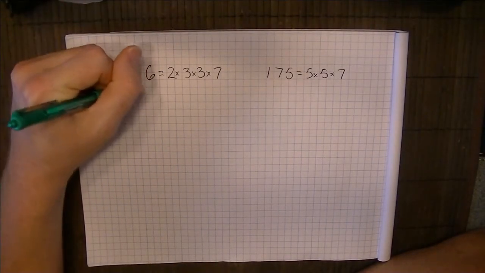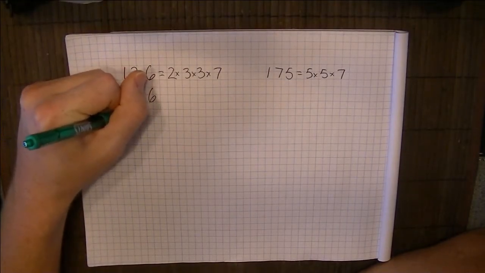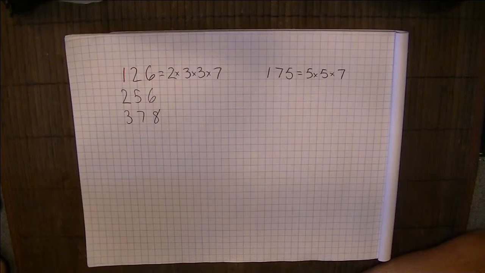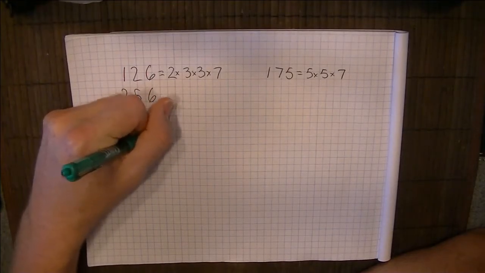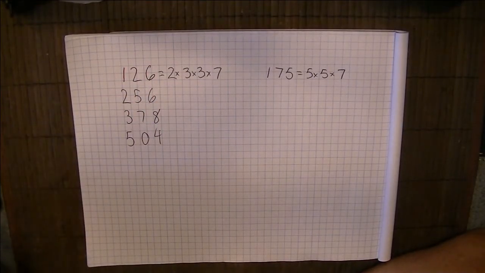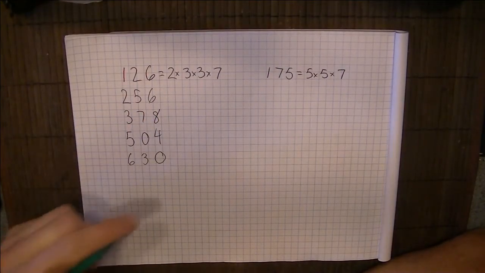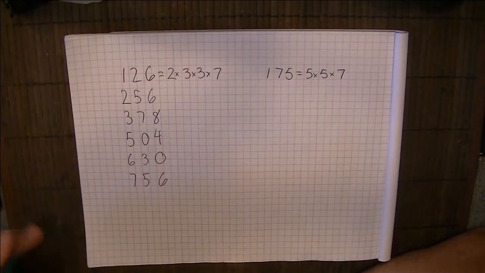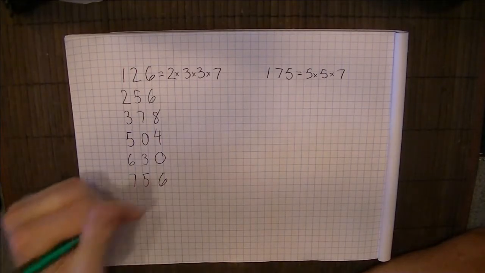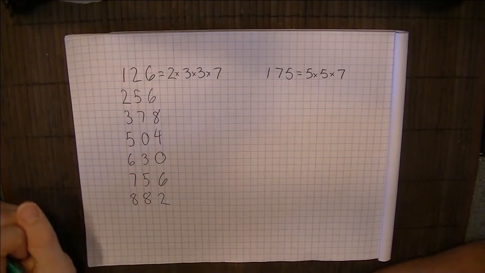So multiplying by 2 is 252, adding another 126 gets us 378, plus 126 is 504, plus 126 is 630, plus 126 is 756, plus 126 is 882. Okay, this is taking a while.